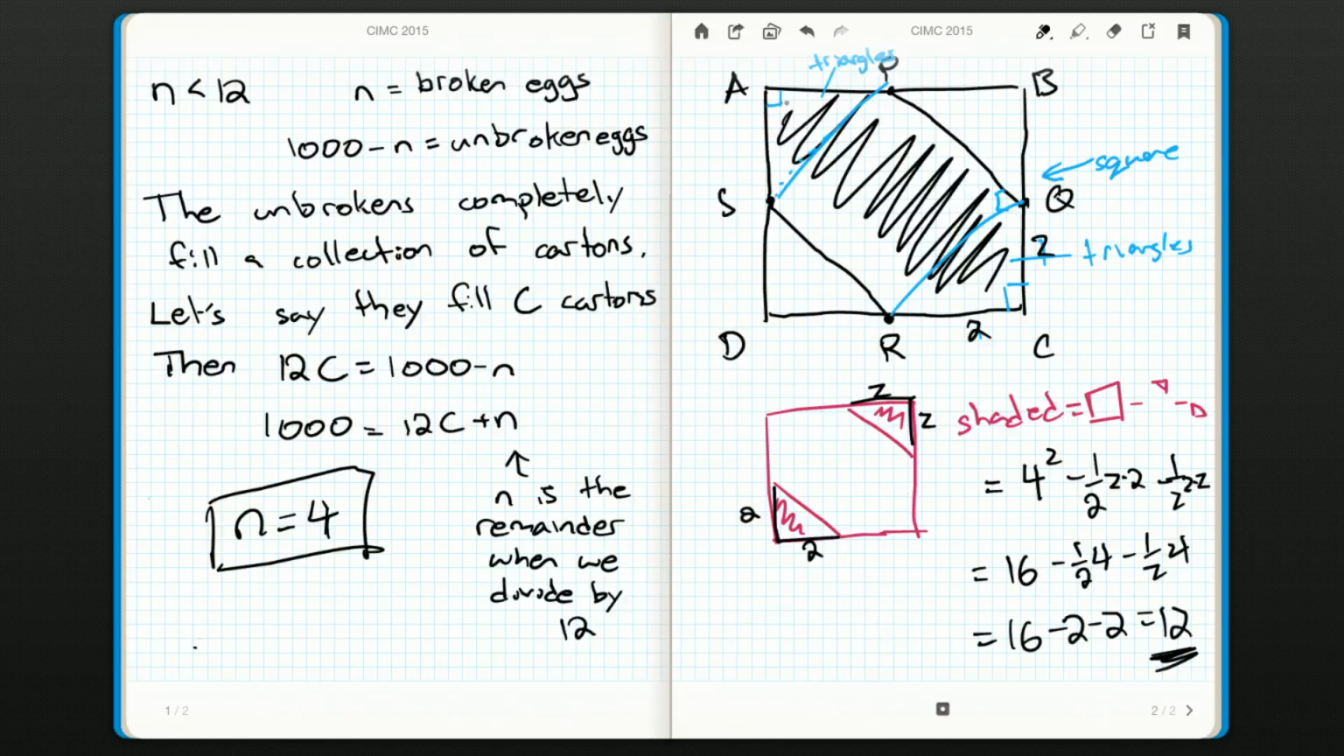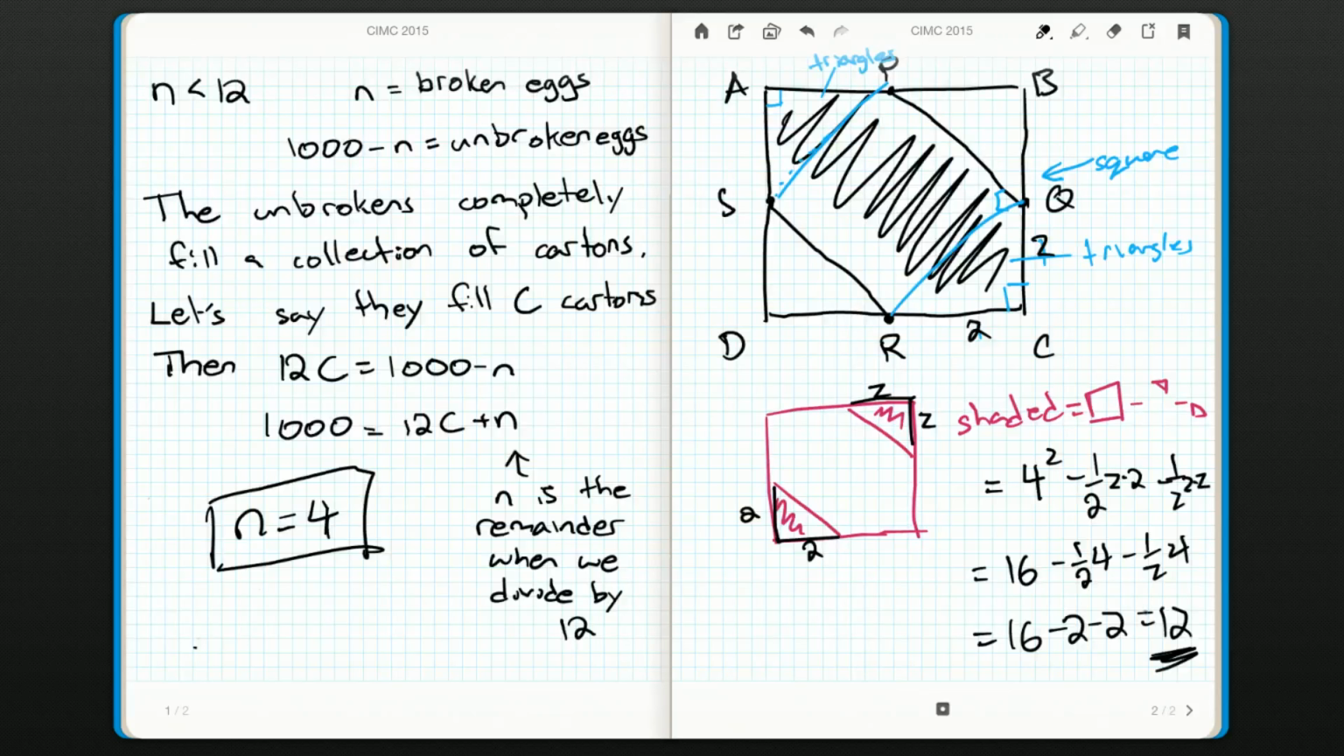If we'd done it with trying to compose it with these two smaller triangles and the square, each of these triangles will be size 2, area 2. So 2 plus 2, and then this square in here will have side length 2 root 2. So it'll have an area of 2 root 2 squared, which is 8. 8 plus 4 is also 12.